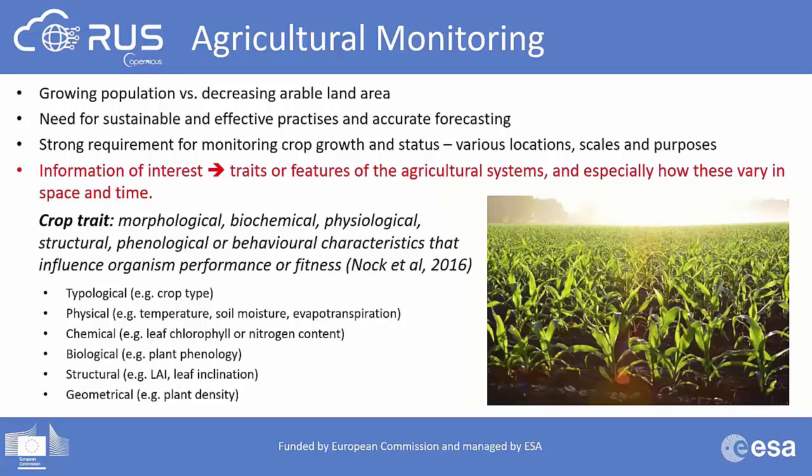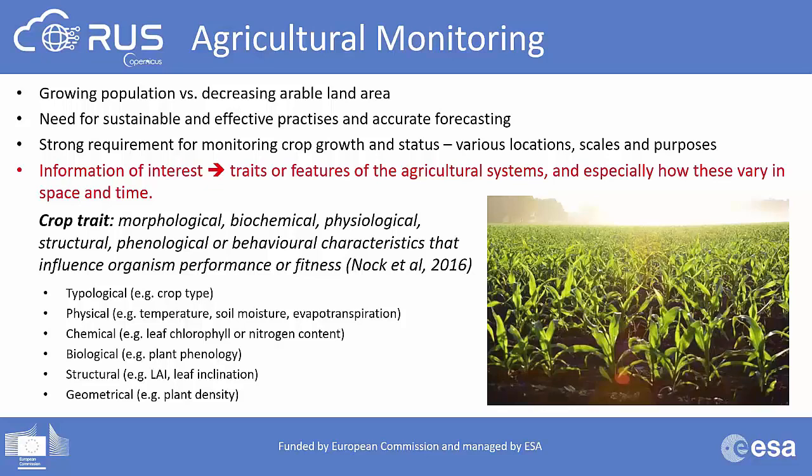So what do we mean when we say vegetation monitoring for agriculture? In agriculture, the information of interest consists of traits and features of agricultural systems and how these vary in space and time. Crop traits can be defined as characteristics that influence organisms' performance or fitness and differ from one plant, crop or area to another.